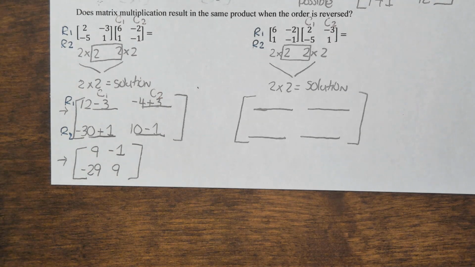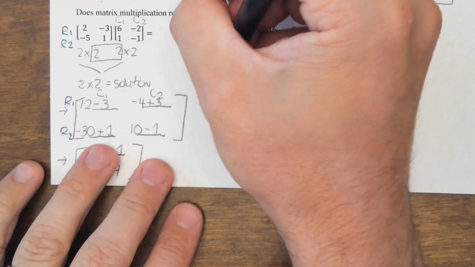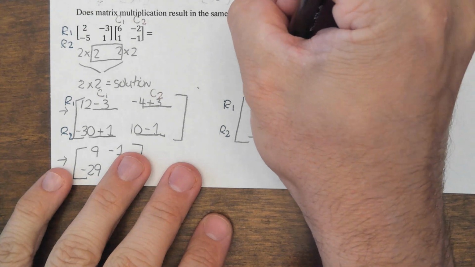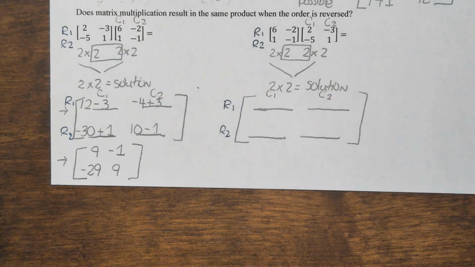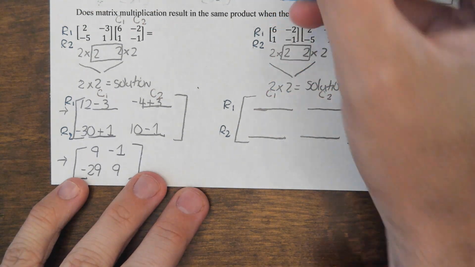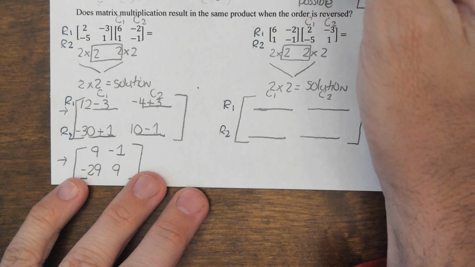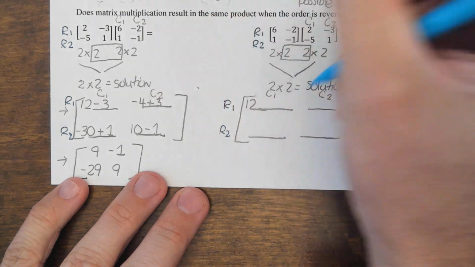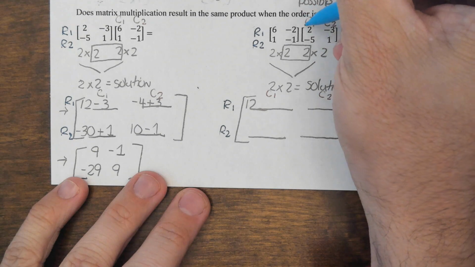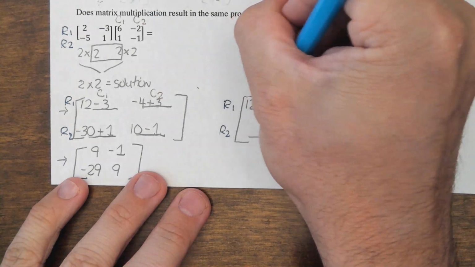Because I'm not concerned with the rows of the second, I'm just concerned with the columns. So again, row 1, row 2, column 1, column 2, and there we go. So we've got row 1 times column 1 here. The first element in row 1 times the first element in column 1, so 6 times 2, 12. The second element in row 1 times the second element in column 1, so negative 2 times negative 5, plus 10.